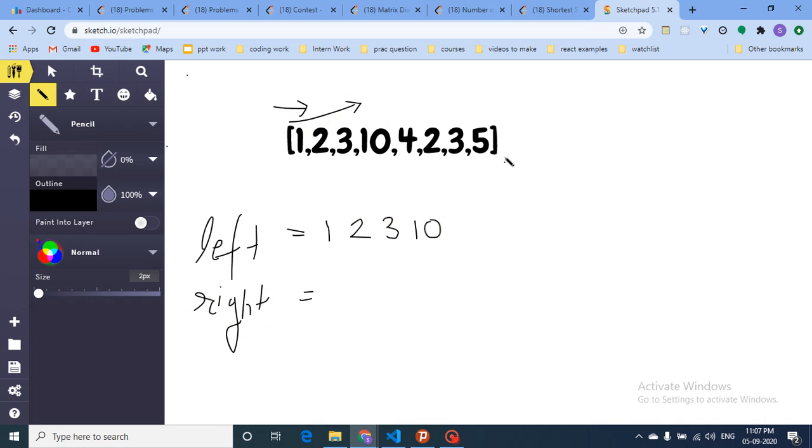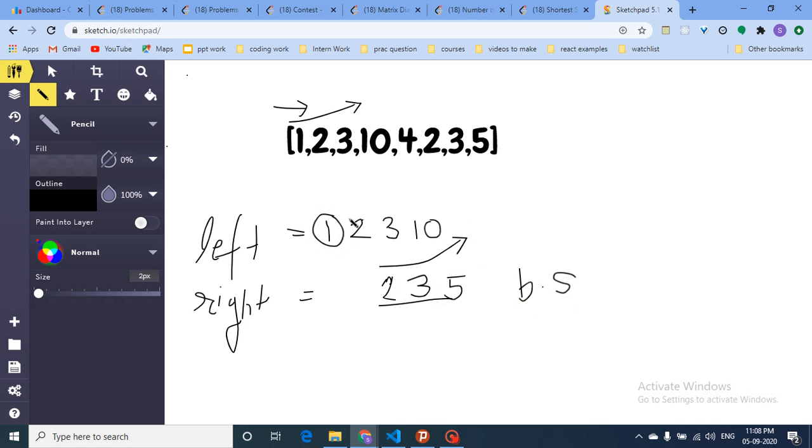But for the right, store it like this: 5, then 3, then 2. For this 2, this is the maximum increasing subsequence. This is the suffix. Now, for every prefix, because this is sorted, you can do a binary search.